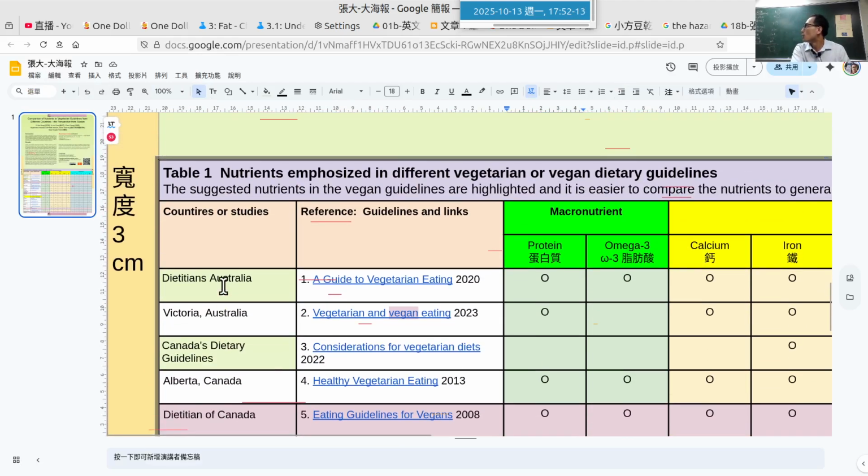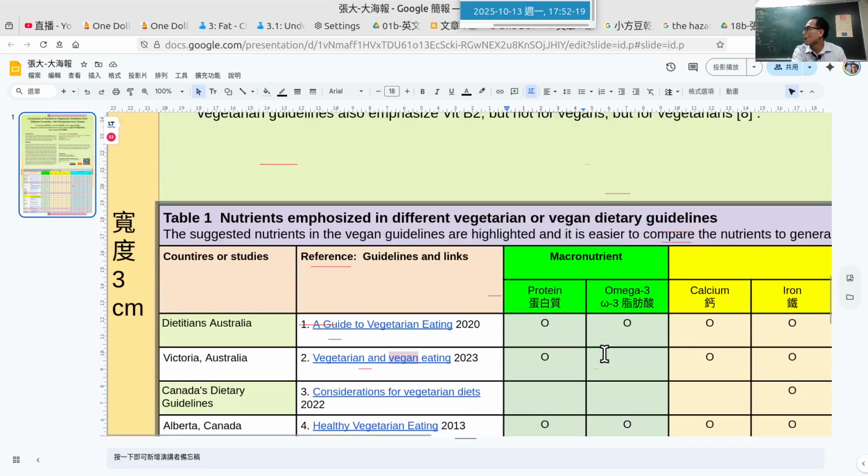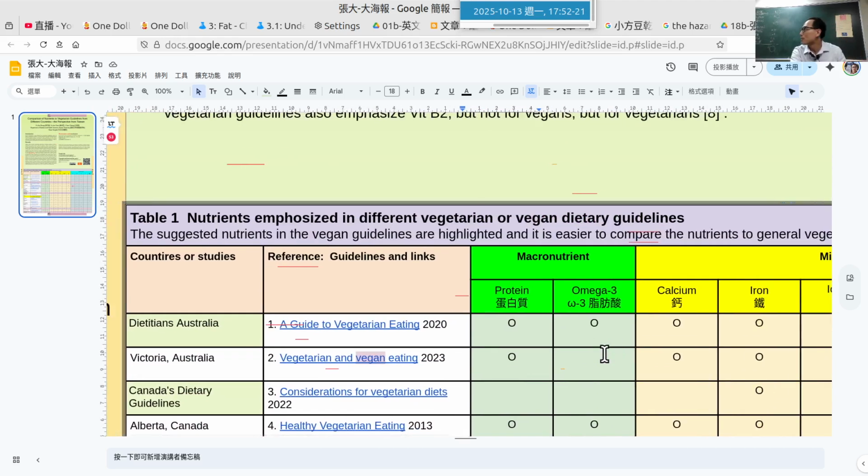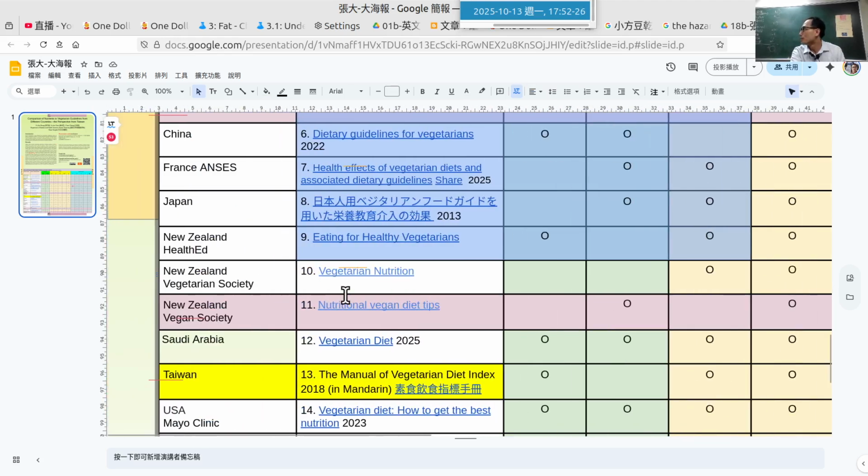We check the countries and their different guidelines about vegetarian or vegan diets. We summarize the nutrition emphasized, and here the sources are reliable. Then we can use it for our academic report. Okay, academic report.